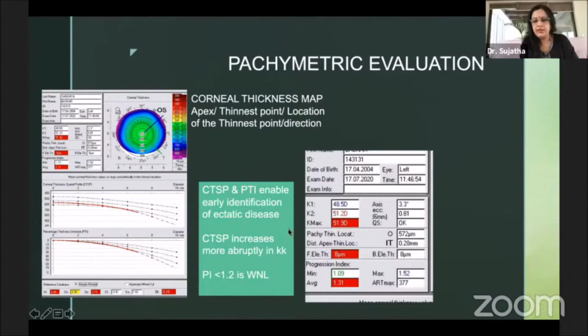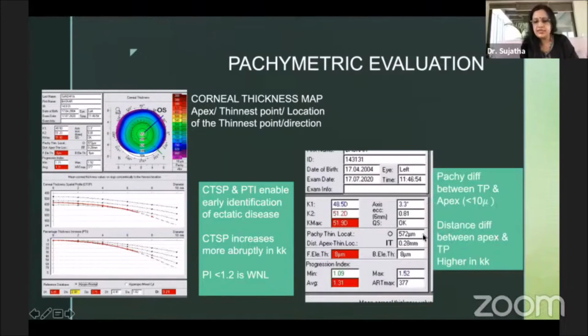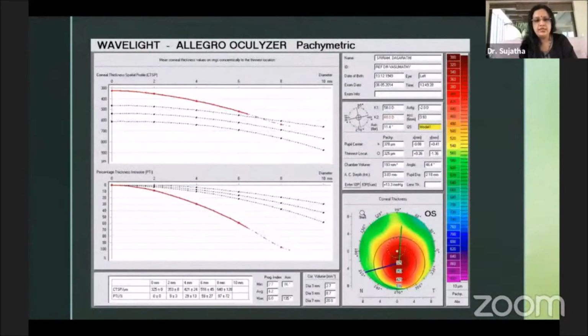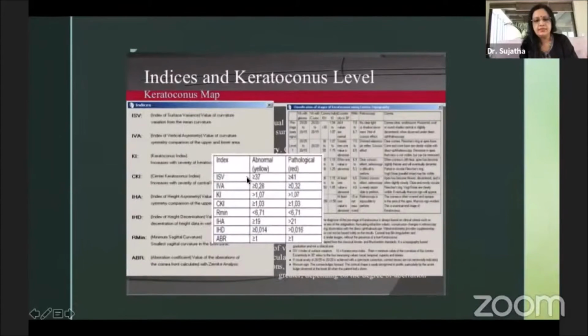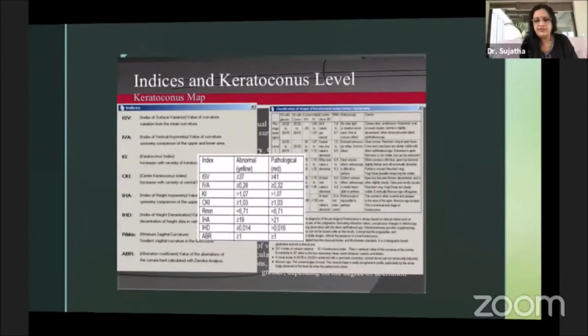So this is again some of the parameters. You can see the thinnest area of the cornea. You can see the inferior temporal location and the distance between the apex and the thin location, which gives us the difference. So any difference higher than 1.2 is significant. So this is the other pachymetric map, which I already explained, the corneal thickness spatial profile and the percentage of thickness increase. You can see a significant increase as the line goes peripheral, and it does not follow the normative data. These are some of the indices which can be got at the refractive map.